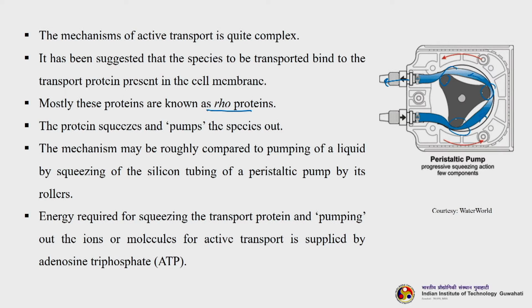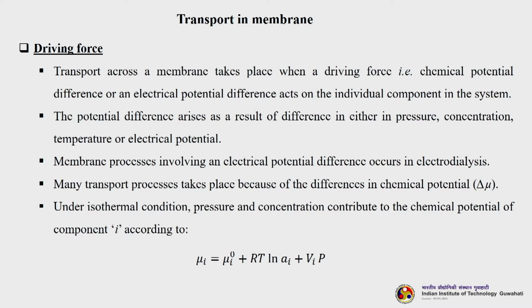Actually, our digestive system in humans or mammals also mostly works in this type of mechanism. So, it squeezes in, squeezes out, squeezes in, squeezes out. And the energy required for squeezing the transport protein and pumping out the ions or molecules for active transport is supplied by adenosine triphosphate in case of the biological systems. So, now let us understand the driving forces. Transport across a membrane takes place when a driving force, that is chemical potential difference or electrical potential difference, acts on the individual component in the system. The potential difference arises as a result of differences in either pressure, concentration, temperature or electrical potential, right.